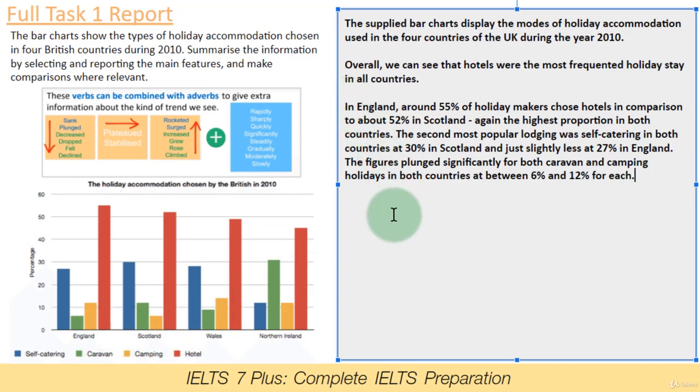Let's have a quick read back. In England, around 55% of holidaymakers chose hotels in comparison to about 52% in Scotland. Hyphen, love that punctuation. Again, the highest proportion in both countries. The second most popular lodging was self-catering in both countries at 30% in Scotland and just slightly less at 20% in England. The figures plunge significantly for both caravan and camping holidays in both countries at between 6 and 12% for each. Okay, so group 1 is done. Nice detail here.